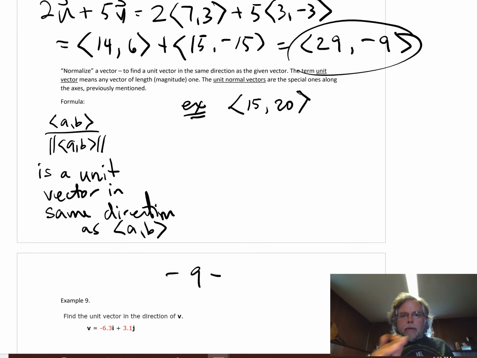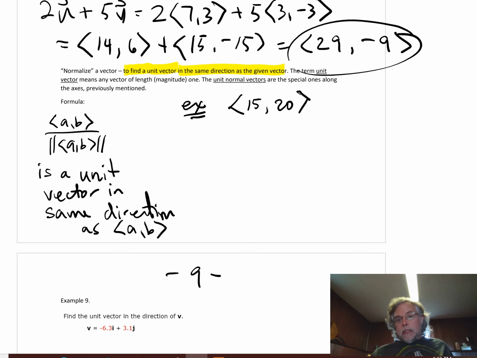The last thing that we're going to talk about in this section 11.1 on vectors in the plane is what's called the process of normalizing a vector. It's kind of an odd phrase, but that's what we say, normalize a vector, which means, as we say here, to find a unit vector in the same direction as the given vector.